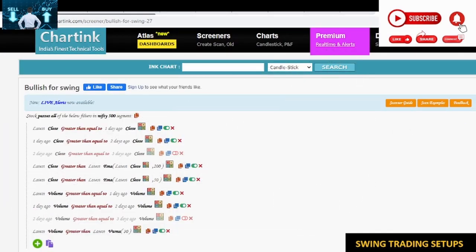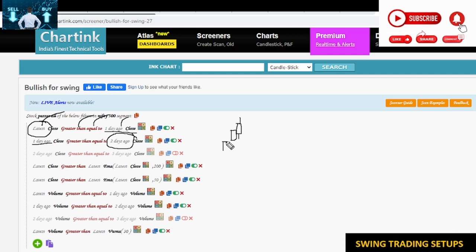So this is Chartink, as I already told you. I have created a scanner and this is very easy. You can copy it. I have included fields like the latest. Latest means you have to select latest over here. Latest close is greater than or equal to 1 day ago close. It means the close for today's candle is greater than or equal to the close for yesterday's candle. Means if yesterday this candle was formed, then the next candle's close should be at least greater than or equal to the previous candle. Then the previous candle should be greater than or equal to the candle from 2 days ago.